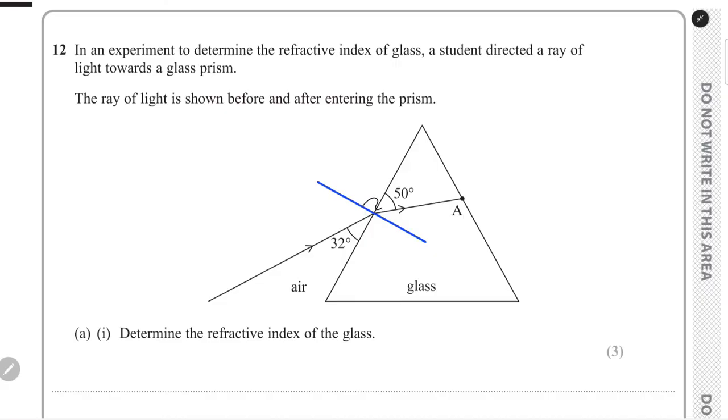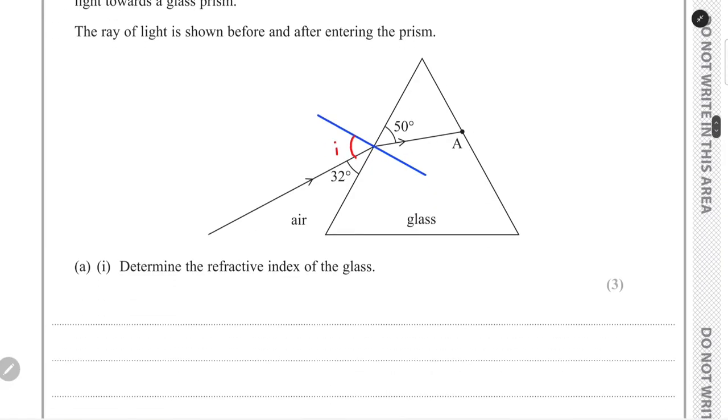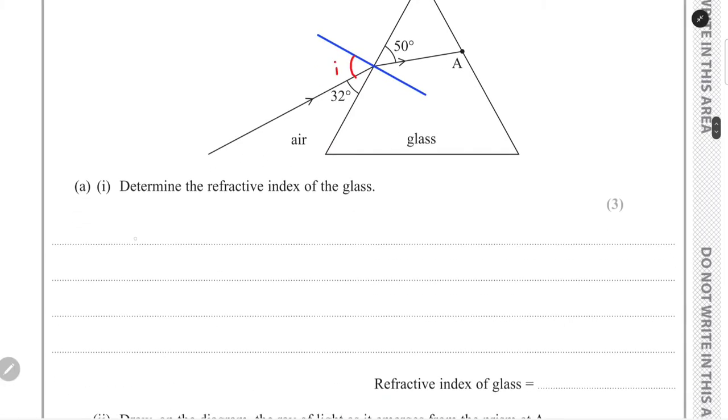The angle of incidence is the angle between the normal and the light ray. So this is the angle of incidence I. Now the normal is always perpendicular to the surface. So this whole angle over here is 90. So we can find the angle I from here. I plus 32 is equal to 90. I find the angle of incidence I from here, which is 90 minus 32, which would be 58 degrees.